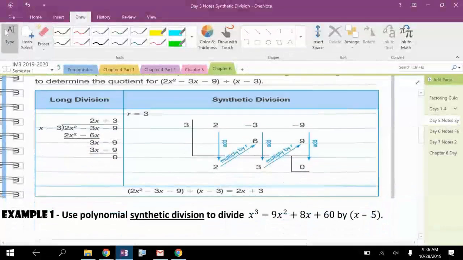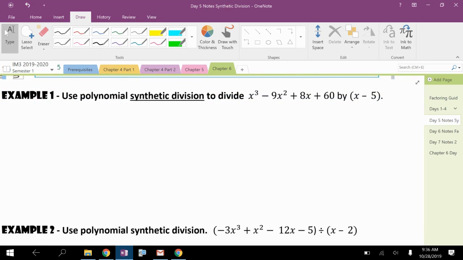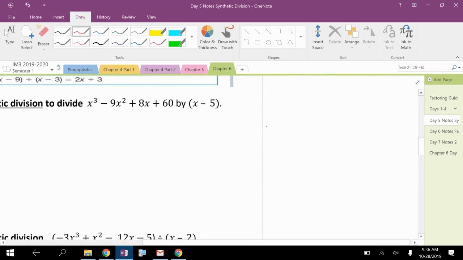So this is kind of like a nice little guide for you if you want to go back in your notes. It kind of tells you exactly how to do this process. But I think the easiest way to do it is to show you how to do it and then keep practicing it. So use polynomial synthetic division to divide. So you have this big polynomial divided by x minus 5. You don't have to write this down, but this is basically what you're doing. x cubed minus 9x squared plus 8x plus 60, all divided by x minus 5.